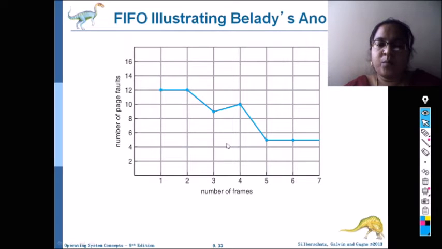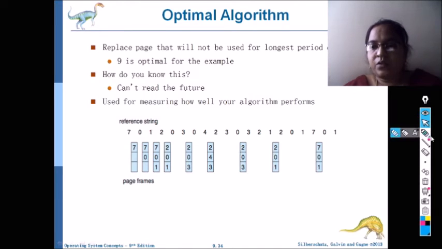So this is Belady's anomaly. If I increase the number of frames, the number of page faults may sometimes increase, but not for all reference strings. Next we will be dealing with the optimal algorithm.